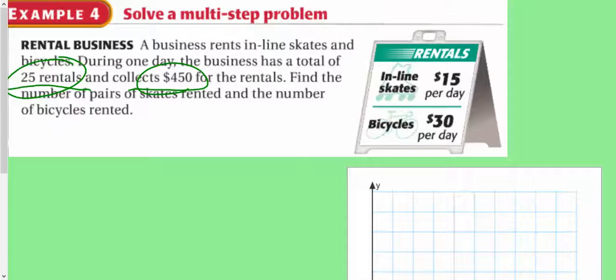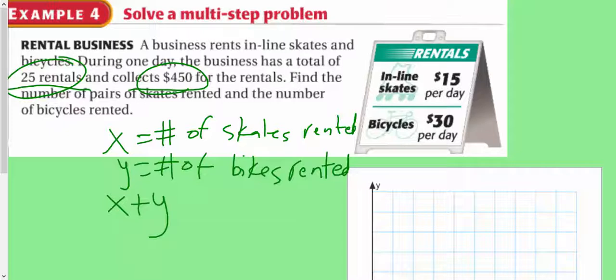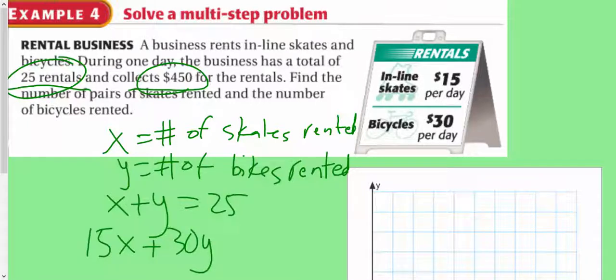I'm going to call x the number of inline skates rented, and we will call y the number of bikes rented. What I'm doing is establishing my variables so I know what x and y represent. So I have 25 total rentals: x plus y equals 25. Then I'm going to write an equation with the money, $450. $15 per skate, so 15x, plus $30 per bike rental, 30y, and that adds up to $450 total.